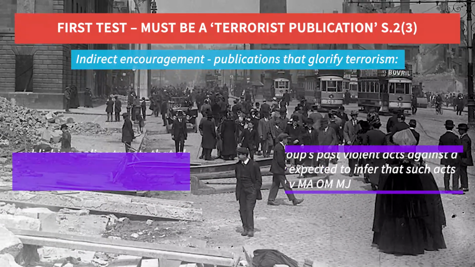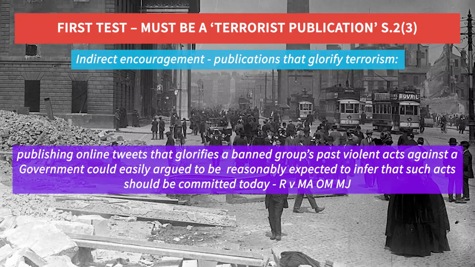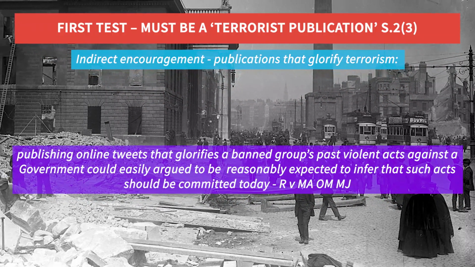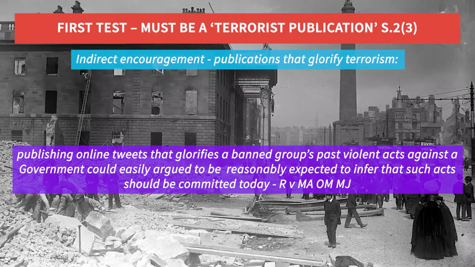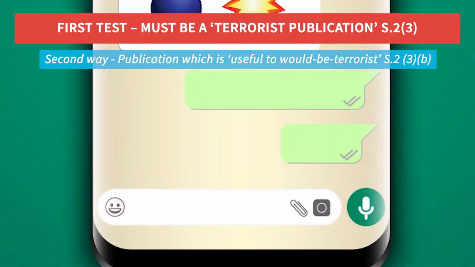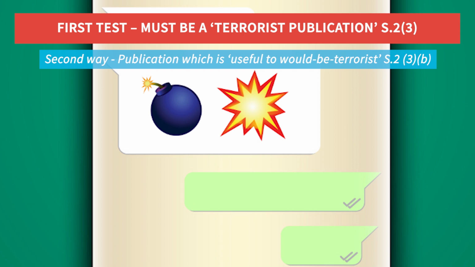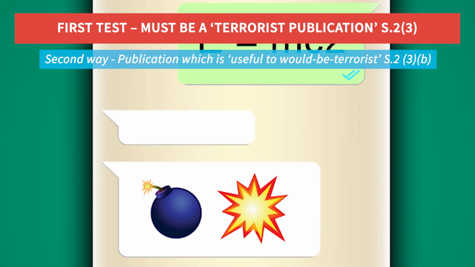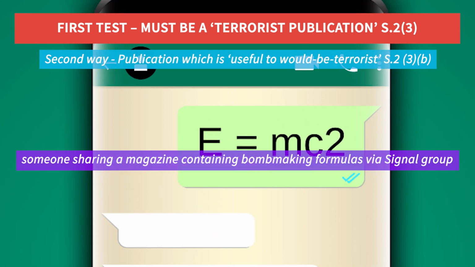For example, publishing online tweets that glorify a banned group's past violent acts against a government could easily be argued to be reasonably expected to infer that such acts should be committed today. And by the way, the reference to government here means any government around the world. The second way a publication can be a terrorist publication is if the matter contained in it is likely to be useful to a would-be terrorist, to some or all persons it is or may be disseminated to, such as someone sharing a magazine containing bomb-making formulas via a Signal group.